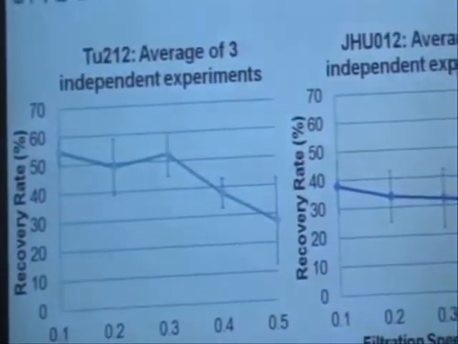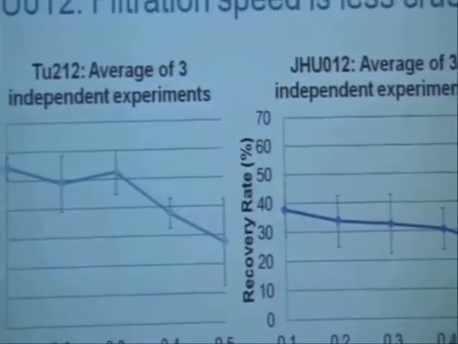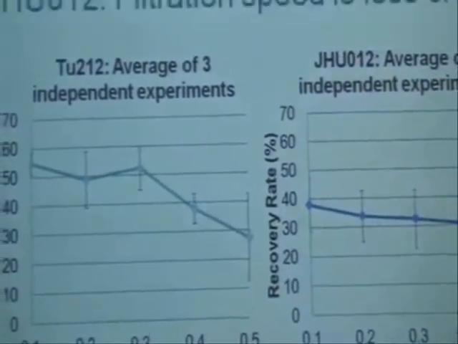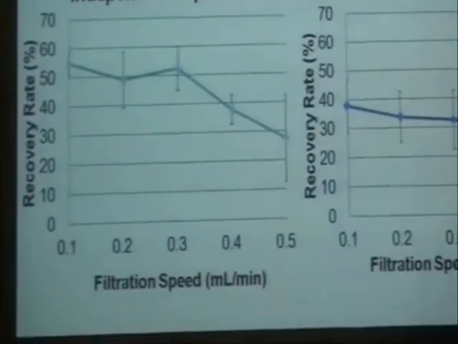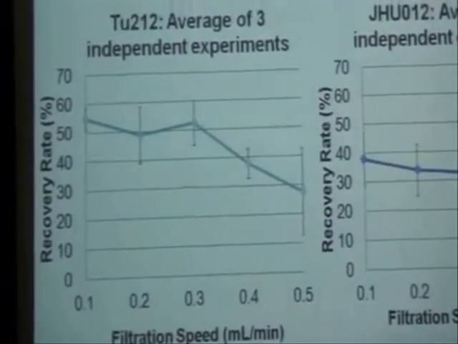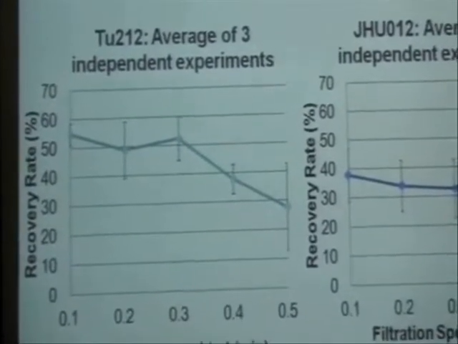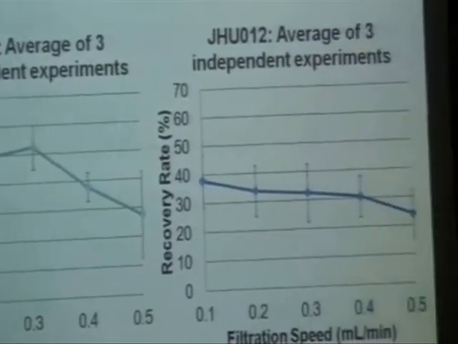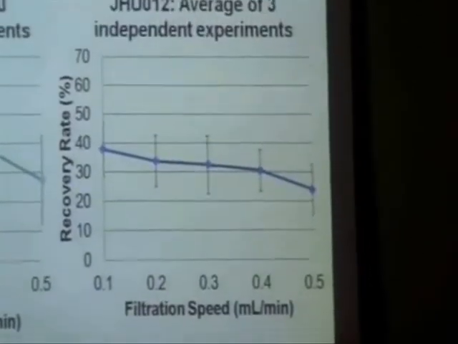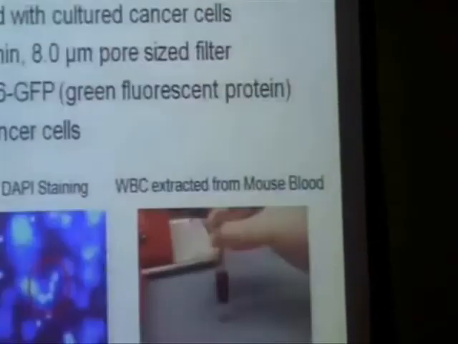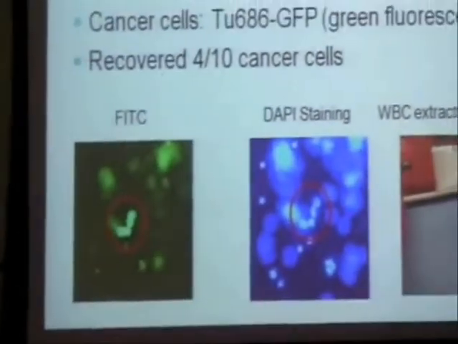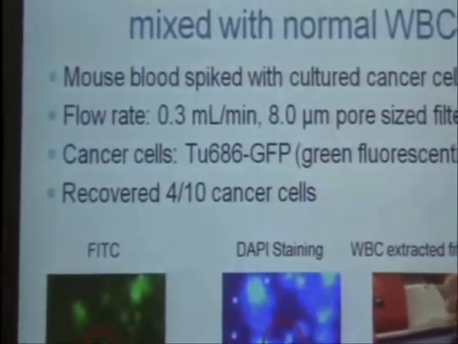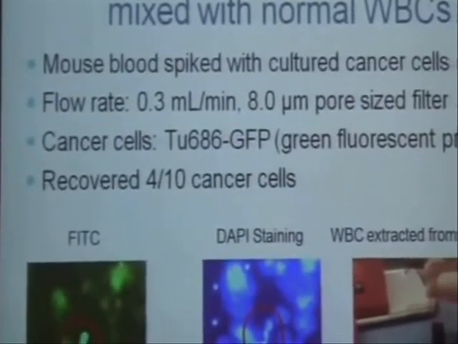Here are the 2 graphs for the TU212 and JHU012. For the first graph, you can see that filtration speed had more of an impact on the percentage of cancer cells that were retained on the membrane. But if you look at the other one, you can see that the results are more linear, which means that changing the filtration speed did not have much of an effect. That means that the filtration speed should actually be varied for each cell line to optimize the recovery rate.